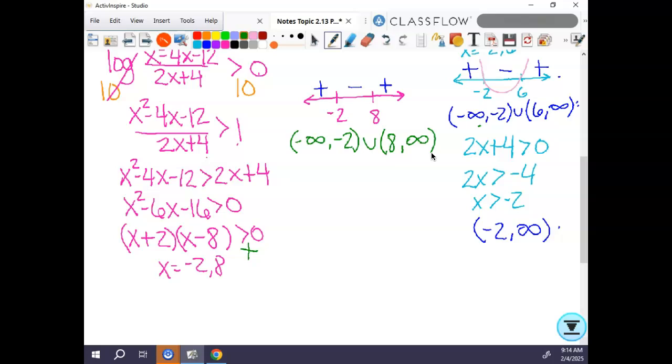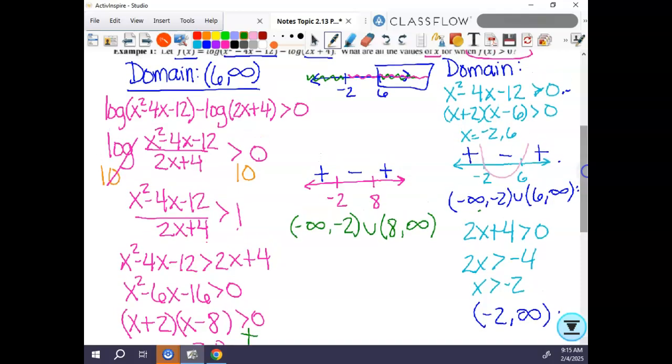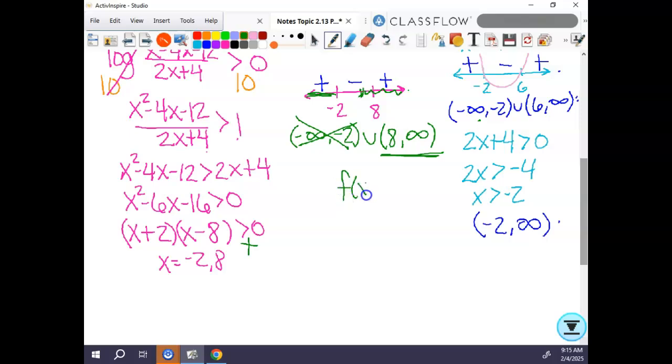But I'm not done because I have to take into account my domain, this right here, which you could add to your number line here if you wanted to, saying, okay, well, 6 to infinity, 6 is like right here. This is all I get to use. So this part is not okay. But since I get to go from 6 to infinity, this whole thing right here is actually in my domain. You with me on that? So that means my answer, f of x being greater than 0, happens between 8 and infinity.